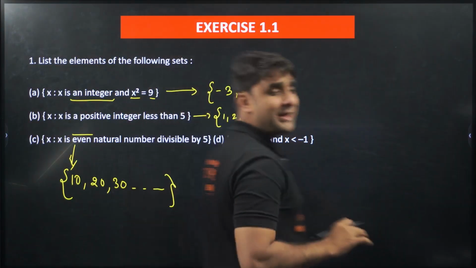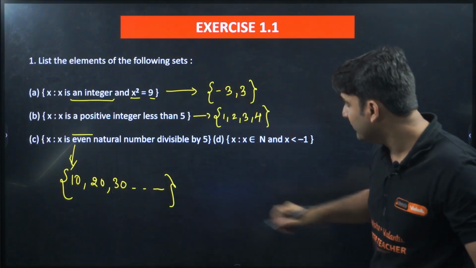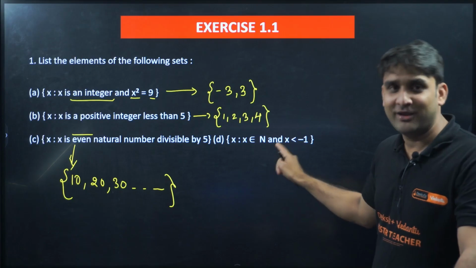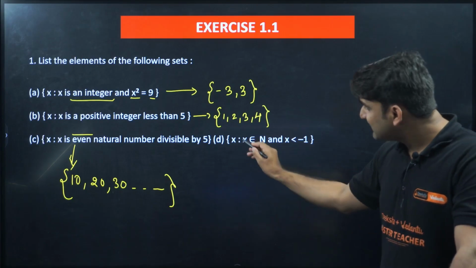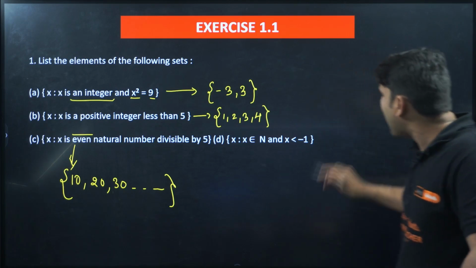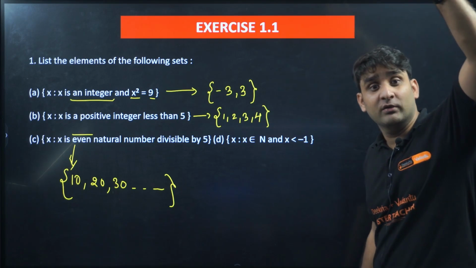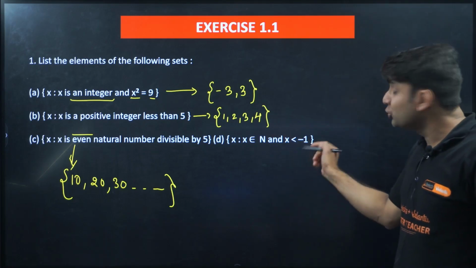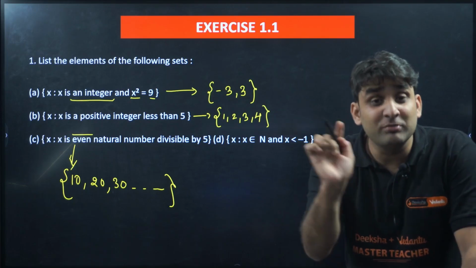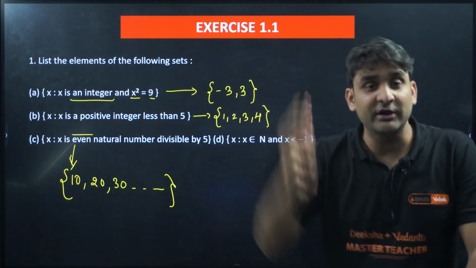Okay, so now moving to question number D. Is every question clear? Question number D is again given in set builder form and we have to write the roster form. X such that x belongs to natural numbers. Natural numbers always start from 1 and go up to infinity, positive. And here the condition is x should be less than minus 1, meaning minus 2, minus 3, minus 4, toward minus infinity, on the left side of the number line.